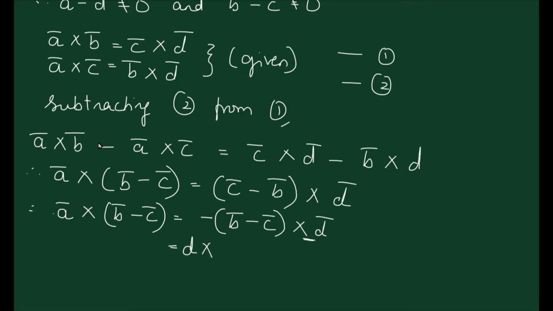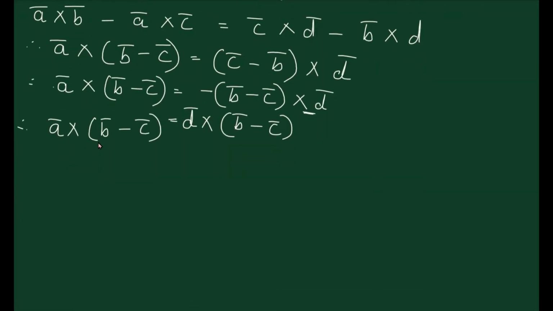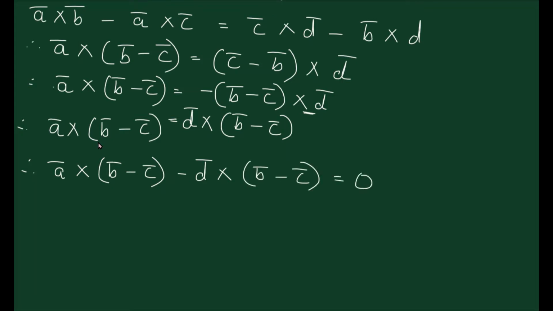So we get D cross B minus C in this way. Therefore we have A cross B minus C is equal to D cross B minus C. Now we bring both of them to one side, and therefore we have A cross B minus C minus D cross B minus C is equal to 0. Those who are understanding the concept will surely be following what I'm getting at.